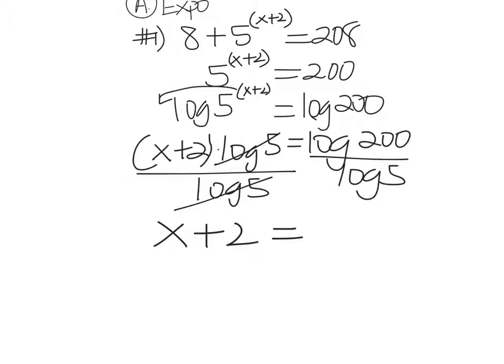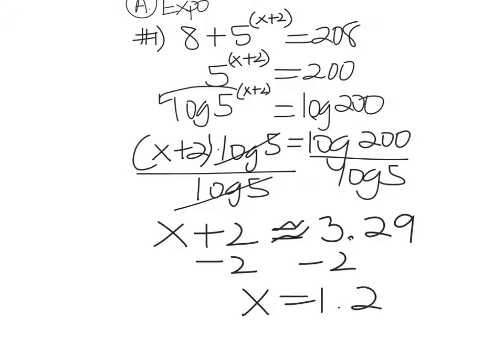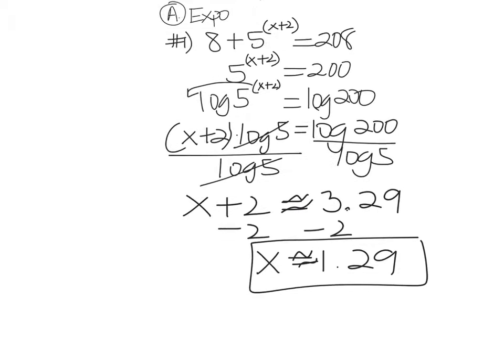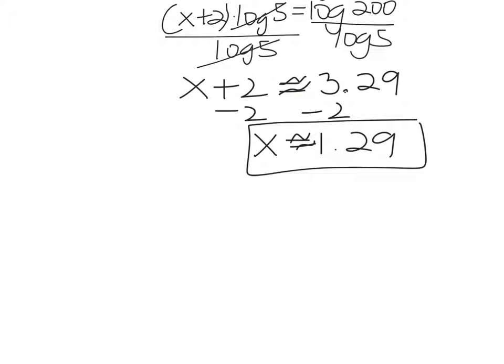You'll do log 200, and your calculator gives you a parenthesis. Make sure you close that parenthesis. Divide it by log of 5. Then you get 3.29, approximately. Why is it cold in here? I'm sorry. Here, let me go change it for you. x equals 1.29, approximately. Do you remember doing these last year? Yeah, good.